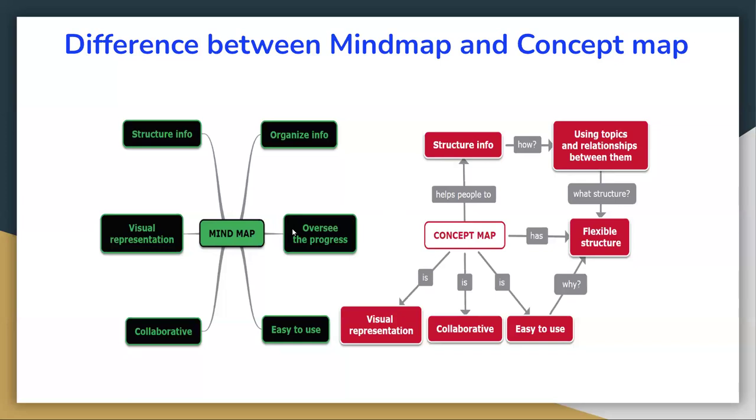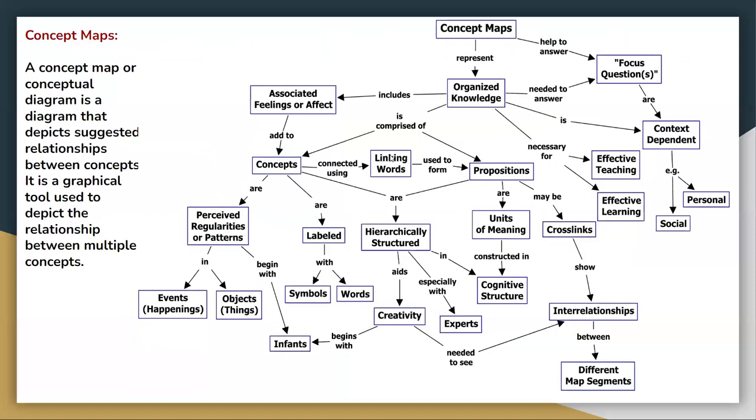Mind maps, you are taking only one concept, but concept maps are a comprehensive one because you are explaining multiple concepts in one concept map. As you can see in this slide, in this picture, you can see there are many central ideas. The first one is this organized knowledge. Then you can see this is a concept map of grammar, I think.